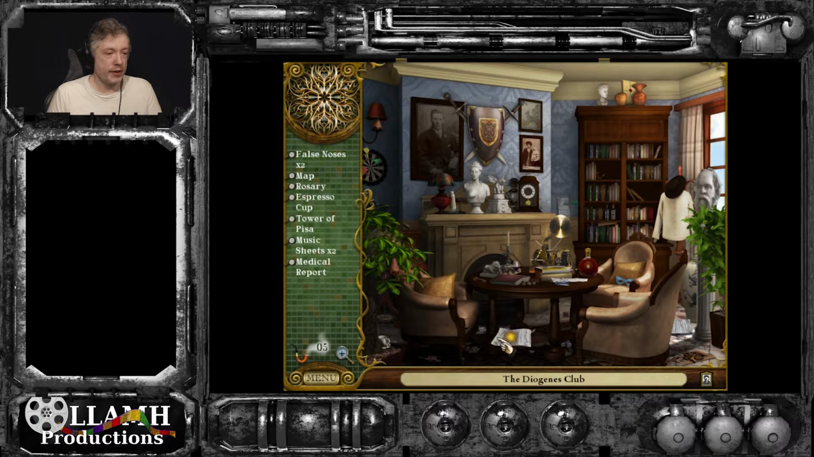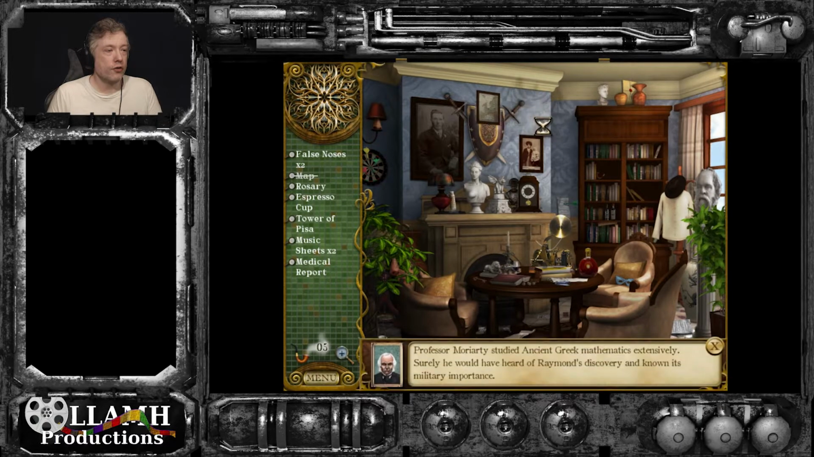Right, false beard. Music sheets. Professor Moriarty studied ancient Greek mathematics extensively. Surely he would have heard of Raymond's discovery and known its military importance.